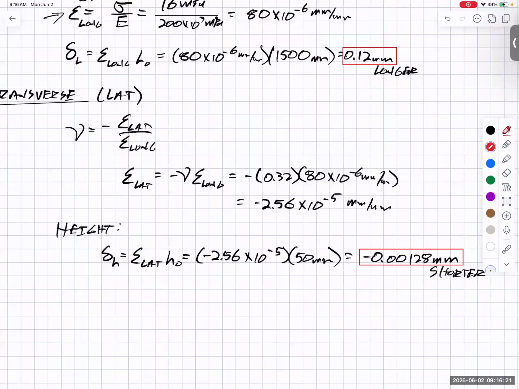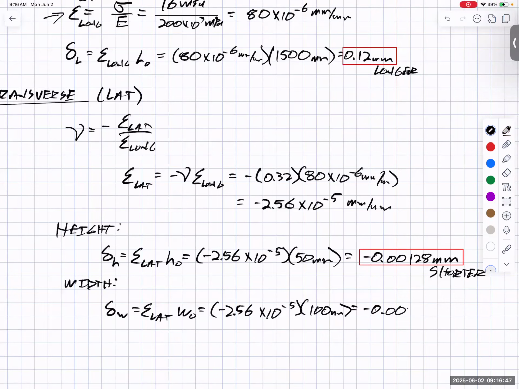We also have a change in our width. And with our width, we have a delta W, or change in width, is equal to that same ELAT value times our initial width. So that same minus 2.56 times 10 to the minus 5th times our initial width of 100 millimeters. So I end up with minus 0.00256 millimeters, right? And of course, that's going to be thinner. I don't know if I need to put that in there, but regardless, we have two different dimensional changes here. I guess I could, so we keep it straight which direction it's going.